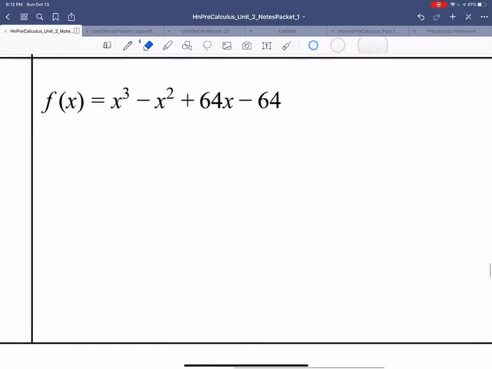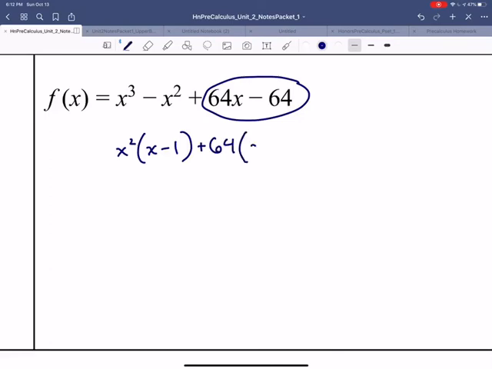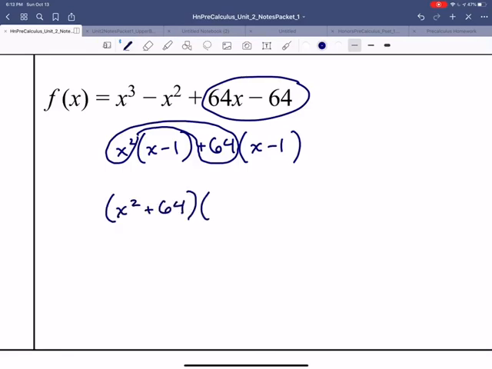So let's use this technique again here. Both of these terms have a factor of x squared, so we factor x squared out. We get x minus 1. Both of these terms have a factor of 64, so we factor out 64. We get 64 multiplied by x minus 1. We group x squared and 64 together, which gives us x squared plus 64 multiplied by x minus 1.